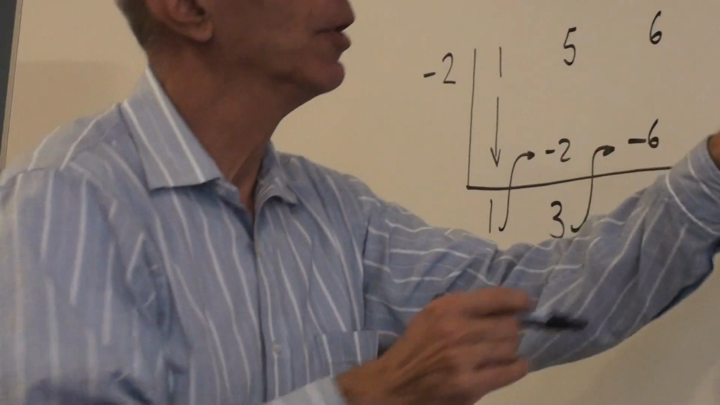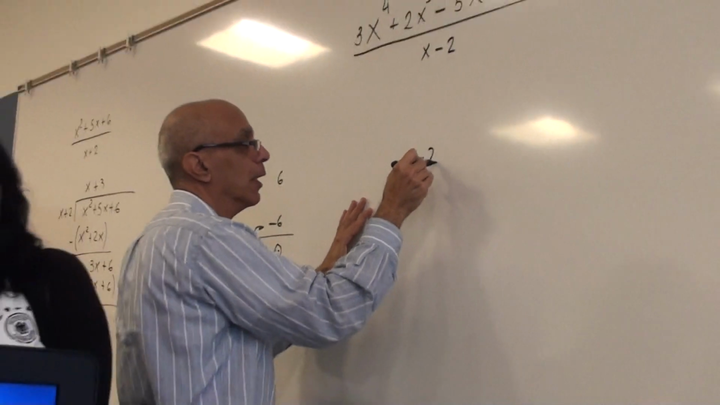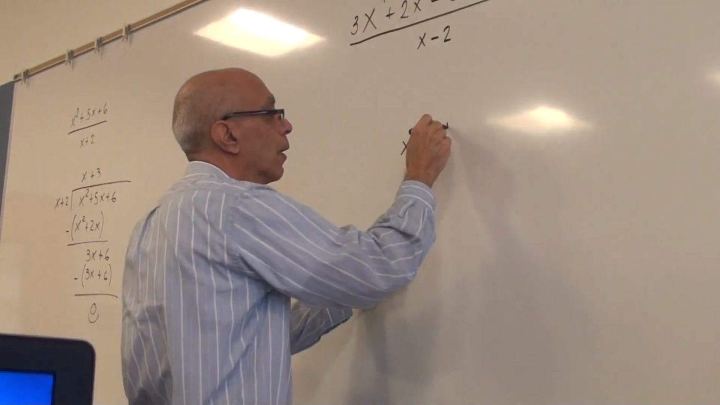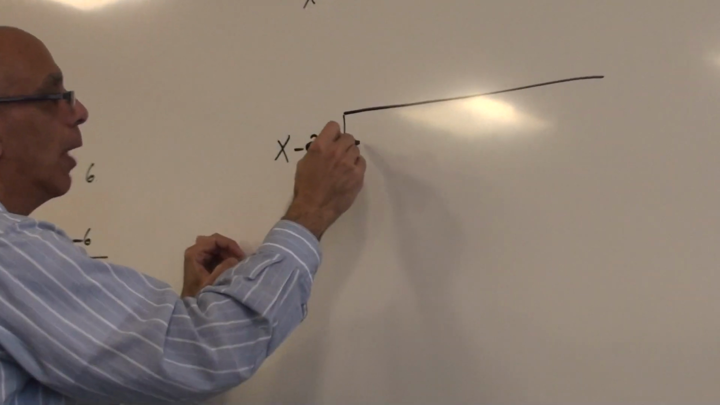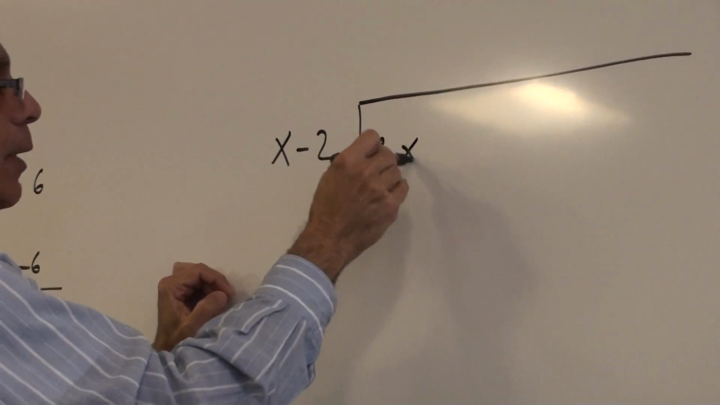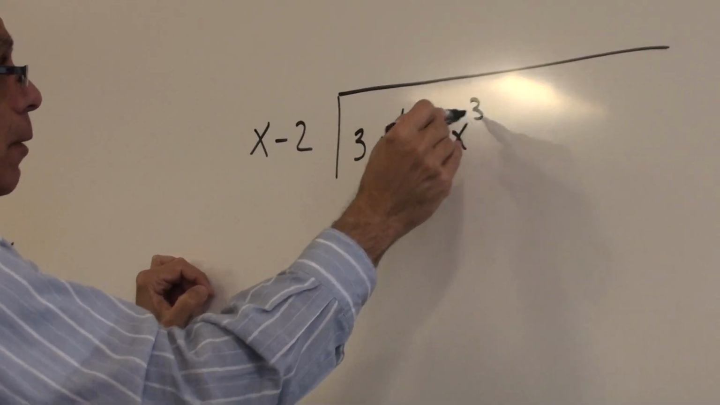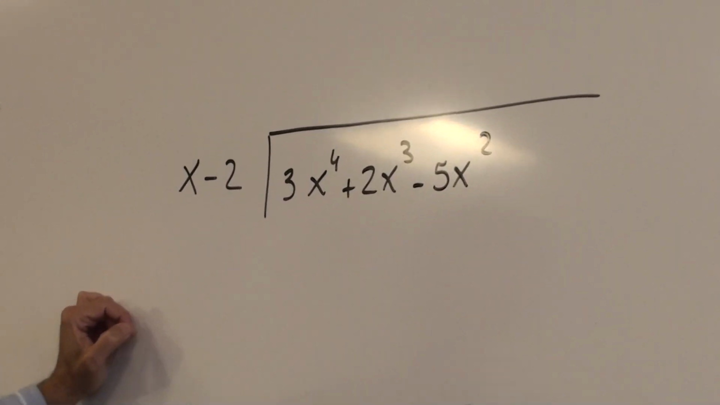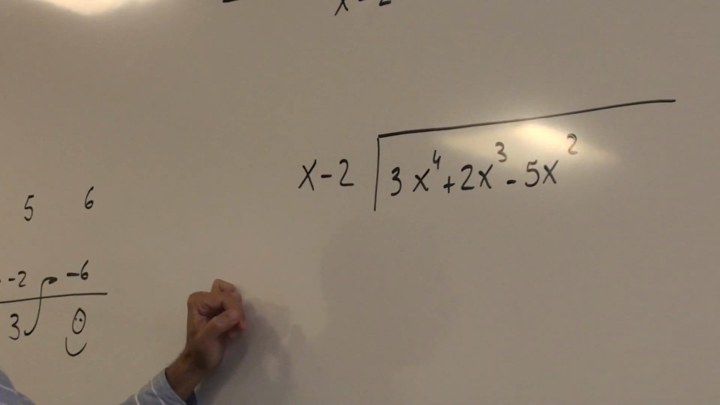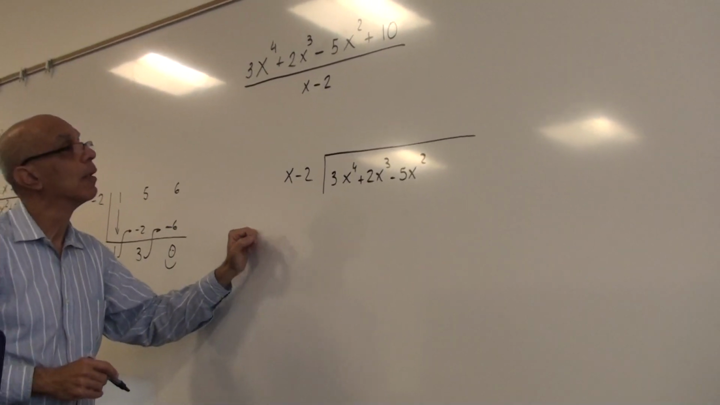So let's do the long division here. The setup is, again, you put the numerator here, the denominator here, and the numerator right there. 3x^4 plus 2x^3 minus 5x^2, and oh, something is missing. What is missing? Plus 10.